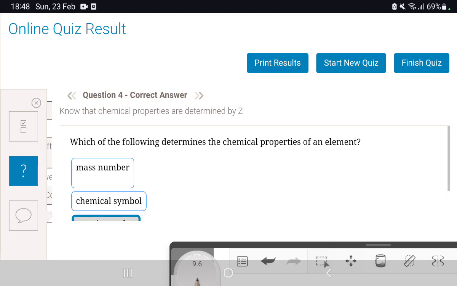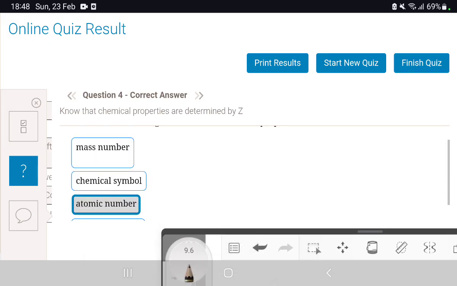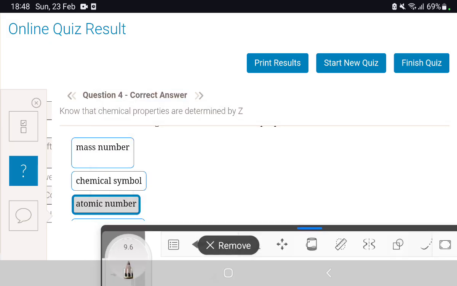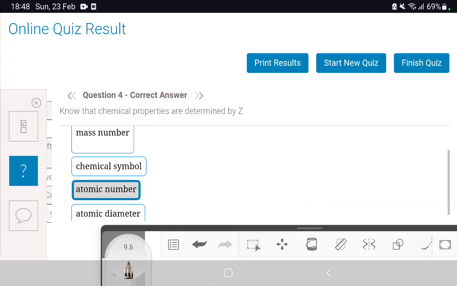Number 4. Which of the following determines the chemical properties? As I said for the first or second question, the atomic number, as we know, is the number of protons, right? And as I said before, if we add an extra proton, let's say, or remove a proton, which we can't, but if we have two elements, one of them with one less proton, the whole characteristics will change and it's a whole new element. So yeah, which is why the atomic number is the answer.